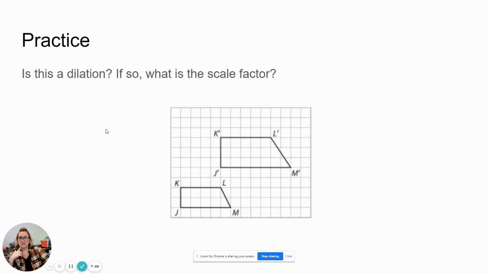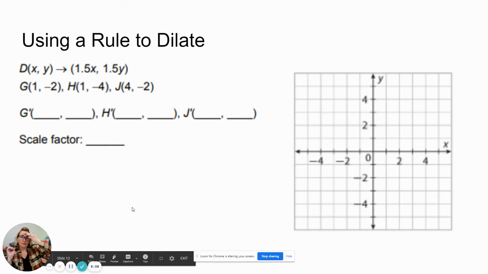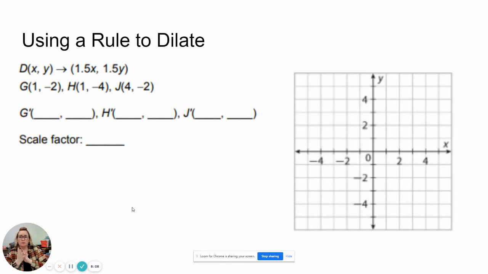Okay, what about this one? Is this one a dilation? If so, what is the scale factor? Okay, so now we're going to talk about using a rule to do a dilation. So that very first line there, D of XY, and then it shows you the rule, that is the dilation rule. So that capital D is a dilation rule.